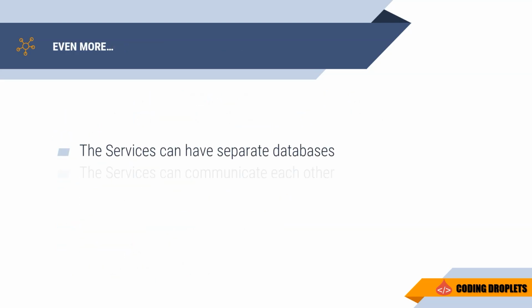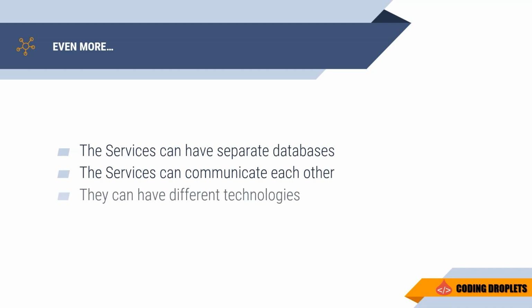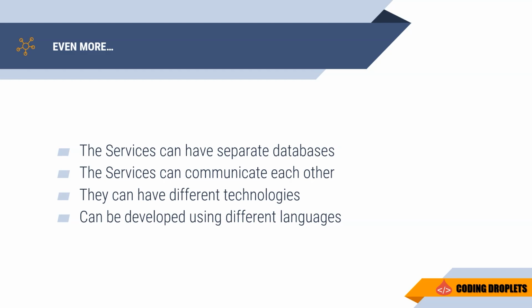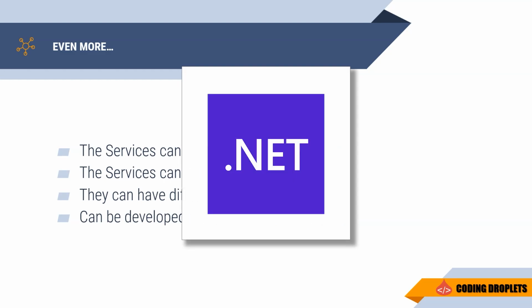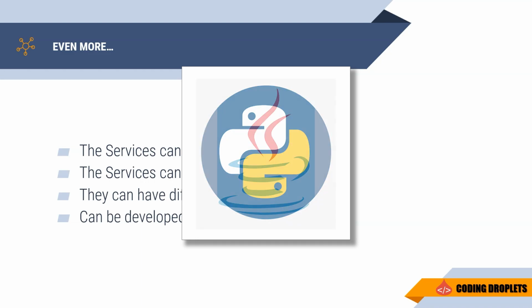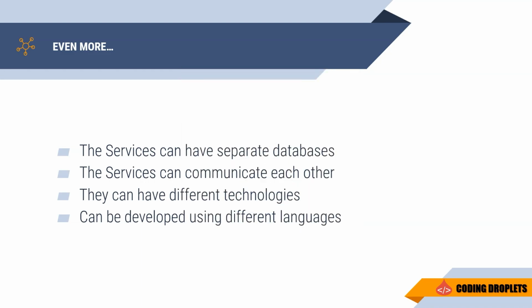The services can communicate with each other. We can implement APIs for service-to-service communication. They can have different technologies, and can be developed using different languages. Let's say the first service is developed in .NET, another one in Python, and another one in Java. That is possible in microservice architecture.